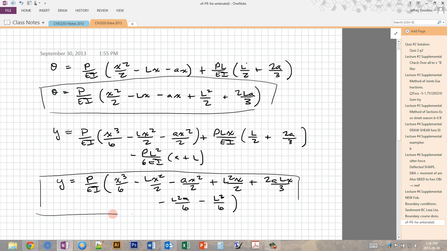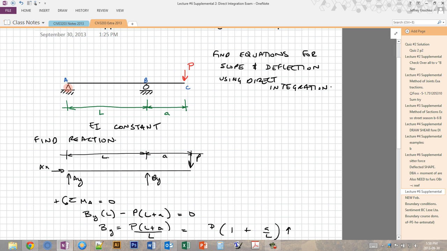So now, using those four equations that we found, two for slope and two for deflection, we can find out the slope and deflection of any point along any beam with an overhang that looks like this, where we know L, A, and P.